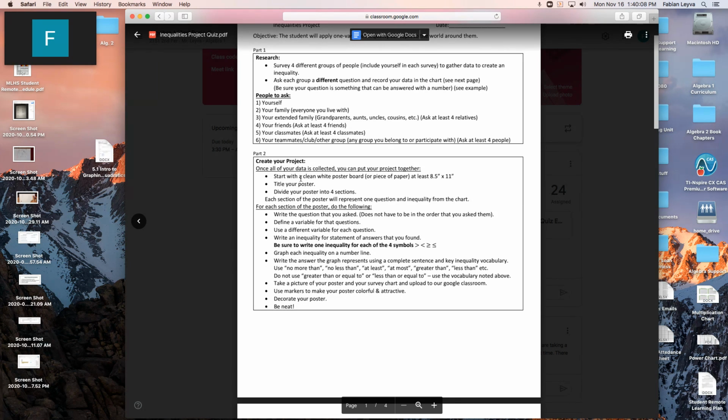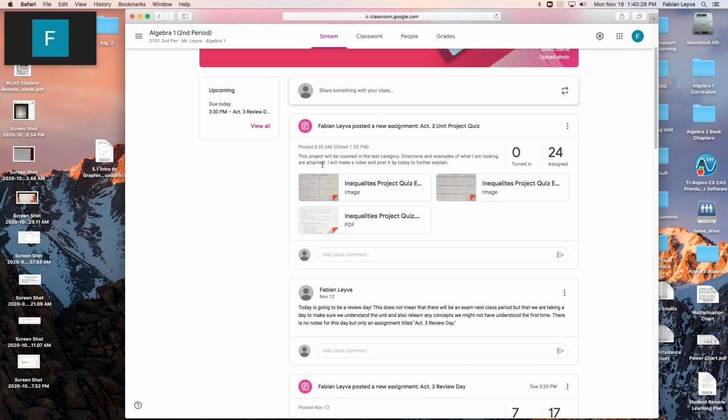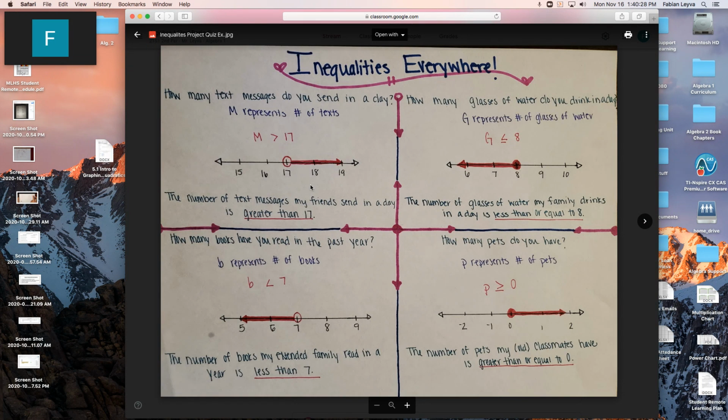Now, when you put your project together, you need to start with a clean piece of poster board or just normal printing paper, which is 8.5 by 11. I want you to title your poster and also divide your poster into 4 sections. Notice that each section of the poster will present 1 equation and 1 inequality from the chart. So I also included an example of exactly what I mean.